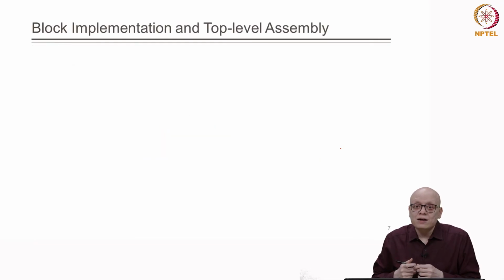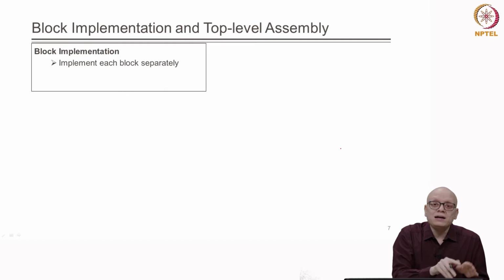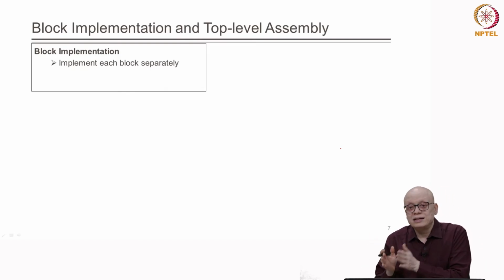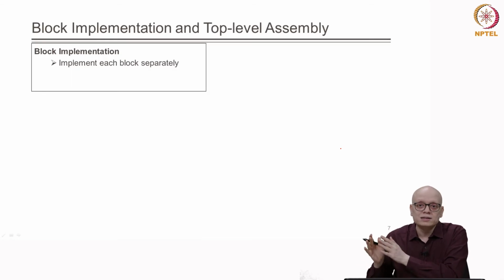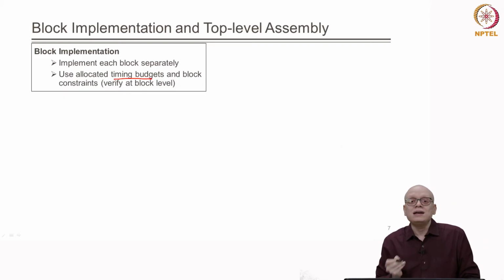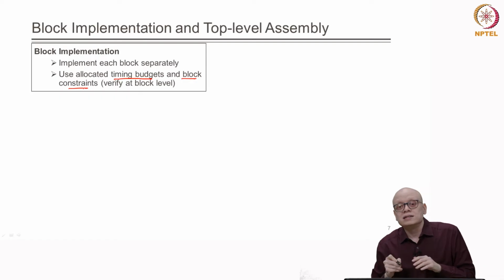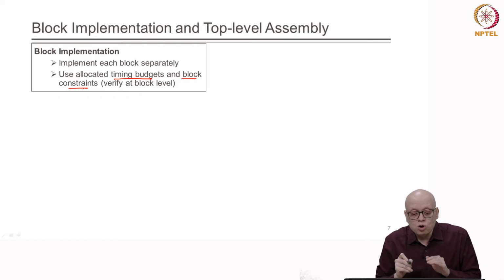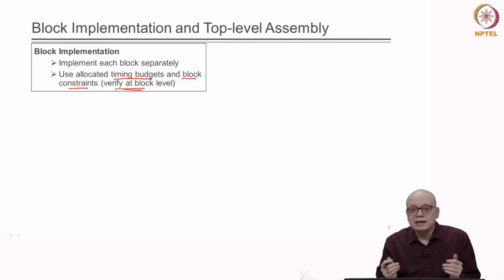Now, once we have created our blocks and pushed down the constraints that must be satisfied, we implement each of the blocks separately. Different teams can implement different blocks. For example, B1 can be implemented by one team, and B2 by another team, and so on. While implementing, the block implementer must honor the timing budgets imposed from the top level, and also satisfy other constraints related to physical design and test. So, the block level implementation should verify that all the constraints pushed down from the top level are honored.